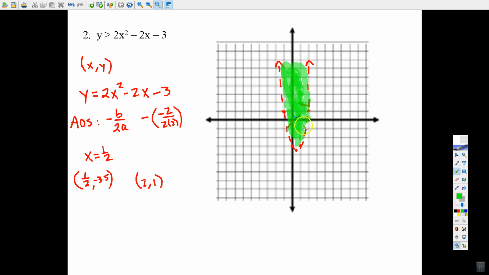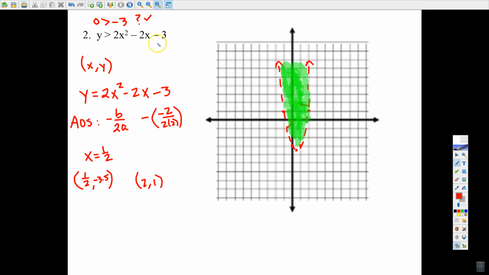We can test, and the easy test that we've talked about is the origin. The origin falls inside the shade, so when I plug in 0 for y and 0 for x, I should get a true statement. I'm going to do that just to give myself some confidence that I have shaded correctly. So y is 0, this would be 0, minus 0, and then minus 3. I just want to know, when I let x and y both be 0, do I get a true statement?